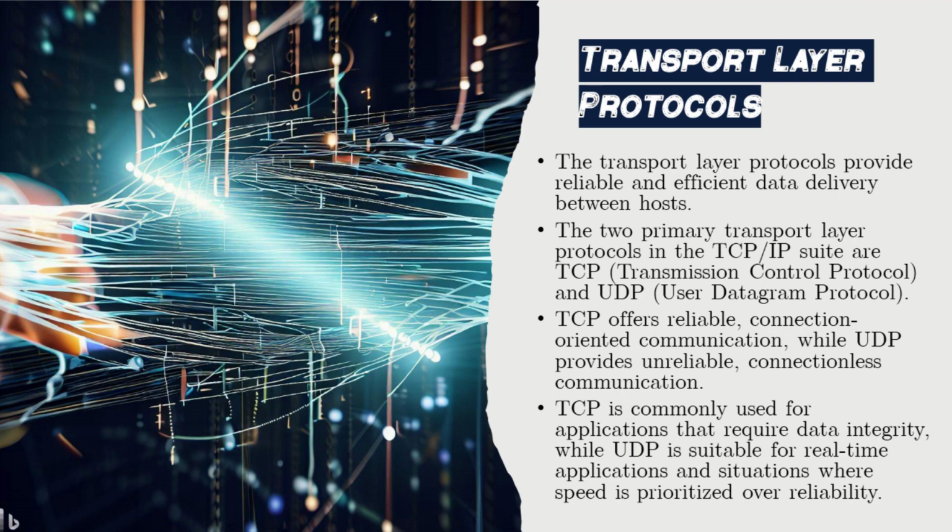Transport Layer Protocols. The transport layer protocols provide reliable and efficient data delivery between hosts. The two prominent transport layer protocols in the TCP/IP suite are TCP and UDP. TCP ensures reliable, connection-oriented communication by establishing a connection, maintaining data integrity, and retransmitting lost packets if necessary. UDP, on the other hand, offers connectionless and unreliable communication, prioritizing speed over reliability.